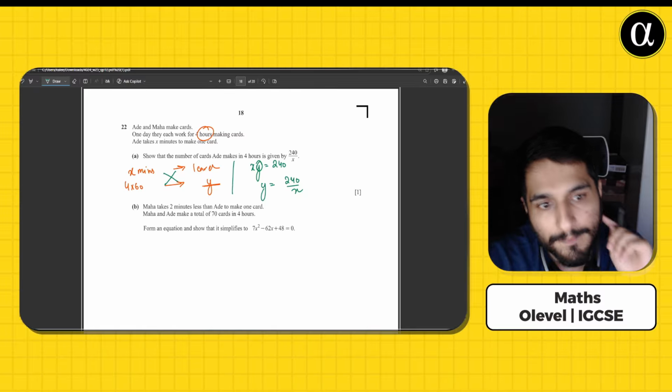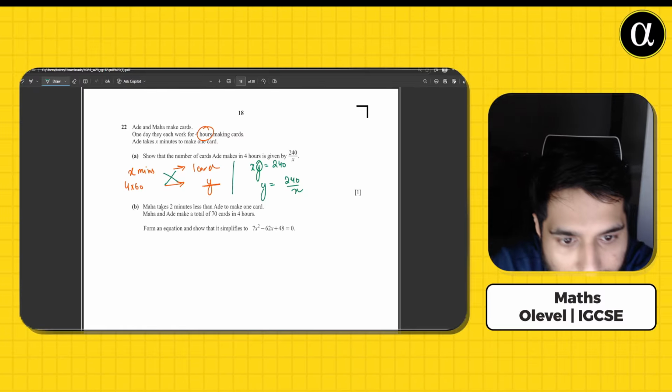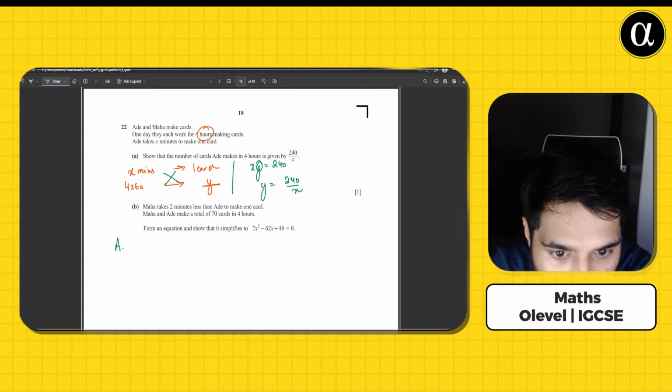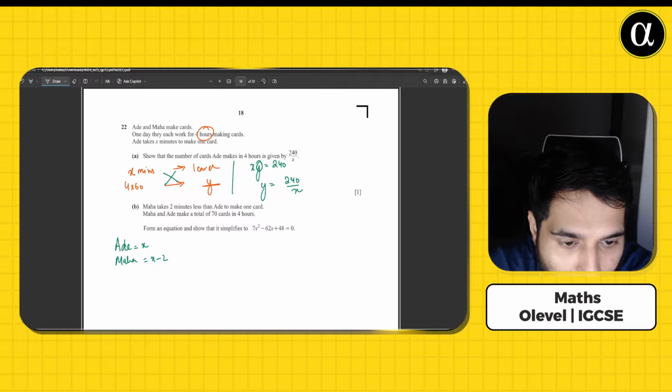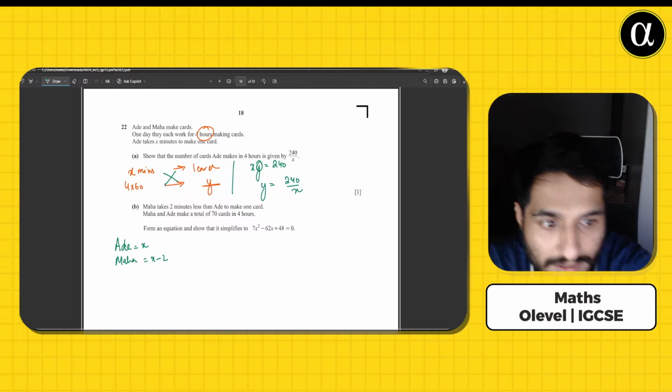It's pretty simple. Now the second part says Maha takes 2 minutes less than Aid to make one card. All right, so for Aid, the time consumed for each card was x. So for Maha, it's going to be x minus 2. It further states that Maha and Aid make a total of 70 cards in 4 hours.